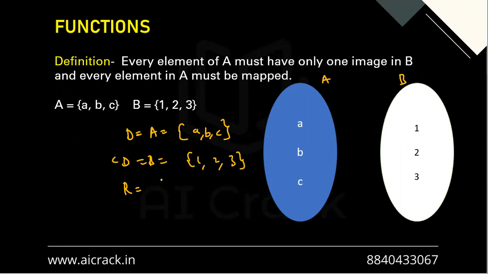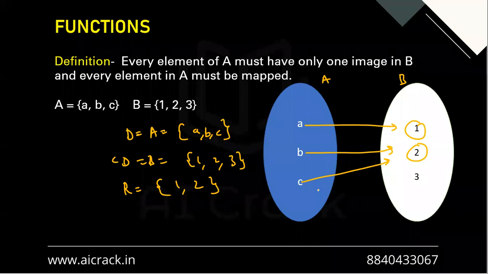Now talking about range, in that case, let's define one function. A is being mapped to 1, B is being mapped to 2, and C is also being mapped to 2. In this case, these are the elements, these are the images. So the images are the range, nothing but the collection of all these images, 1, 2. So that is the same as in a relation. So 3 is not a part of range. 3 is a part of the codomain, but 3 is not a part of range.